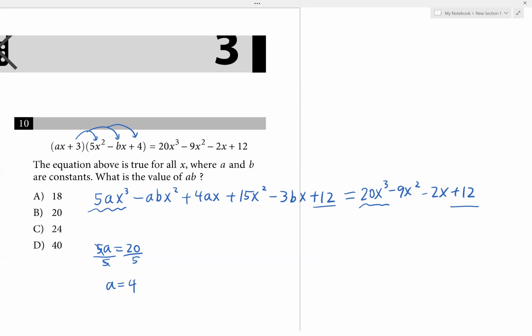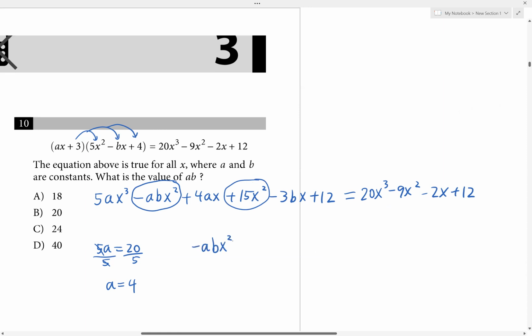Once we have that, we can go ahead and try to solve for b. To figure out the b value, we can use the x squared terms. So we have a negative abx squared on the left and also plus 15x squared. On the right, we have negative 9x squared. So these two added together have to equal negative 9x squared, because that's the x squared term on the right.